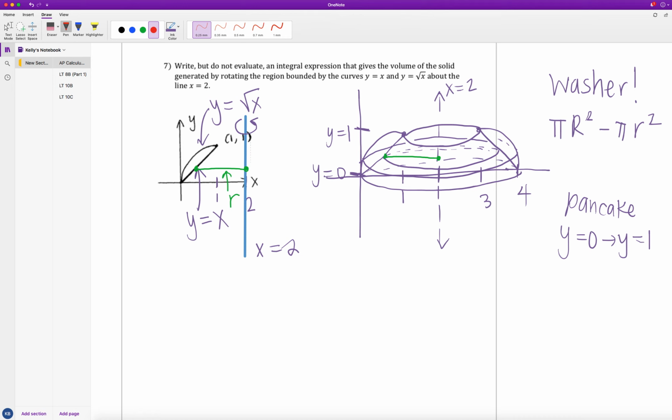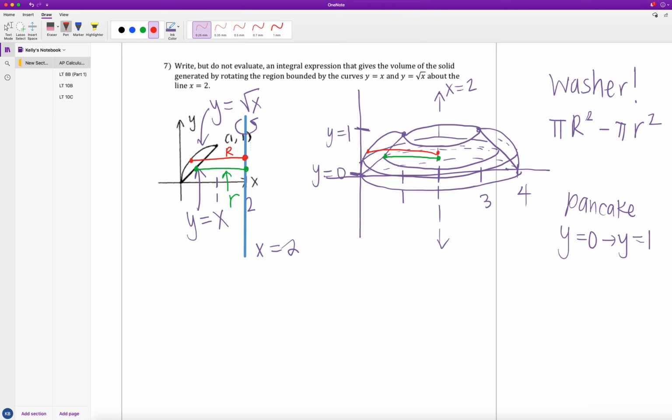To do my big radius, I go back to the axis of revolution and I go all the way out to the outer curve. So on the two-dimensional graph, from the axis of revolution all the way out to my outer curve will be my bigger radius. I want you guys to take a moment right now, pause the video, and write out what your two equations are for your big radius and for your small radius.